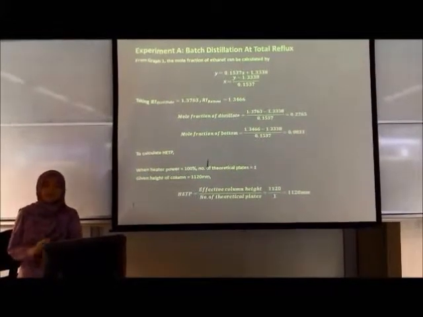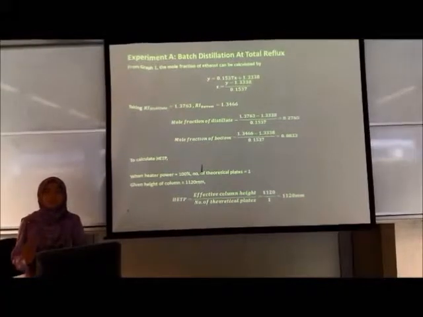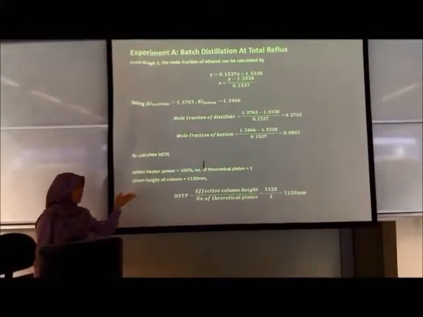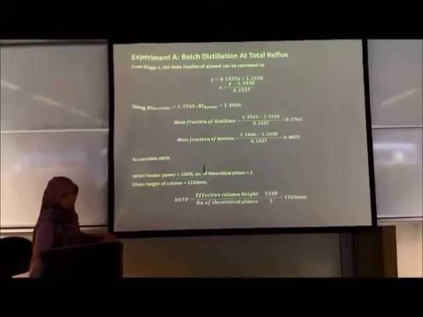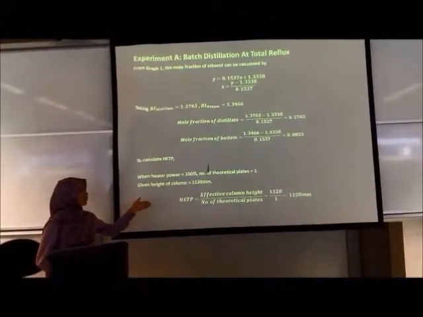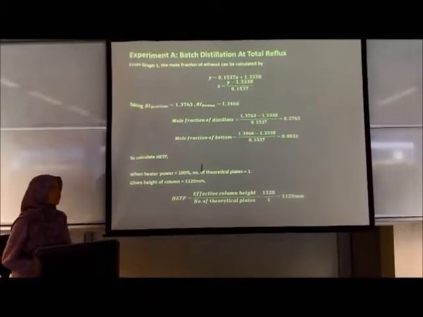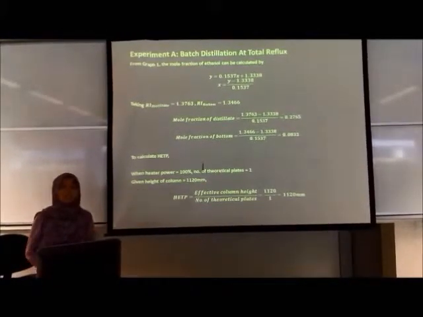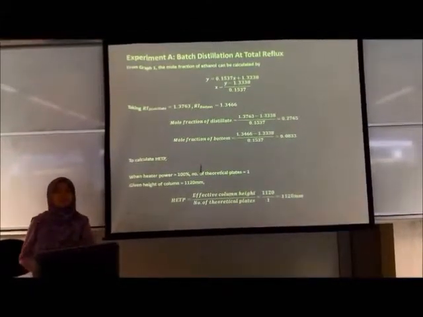Now, the last part of part A is to calculate the HETP, which stands for height equivalent theoretical plate. So let's say when the heater power is 100%, we obtain that the number of theoretical plates is equal to 1. We are given the height of the column is 1120 millimeter, so we use the formula HETP equals effective column height divided by number of theoretical plates. It's equal to 1120 divided by 1. So that is the height equivalent theoretical plate for the heater power of 100%, which is 1120 millimeter.